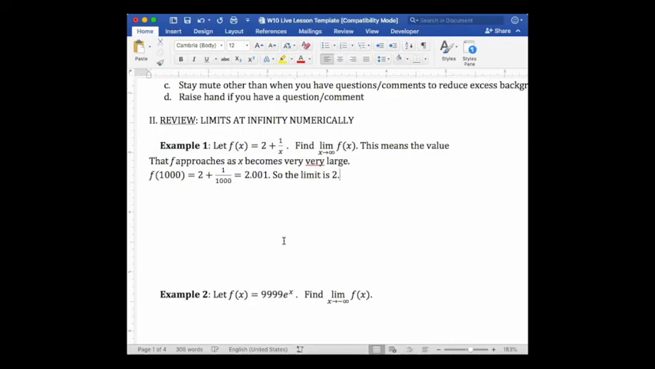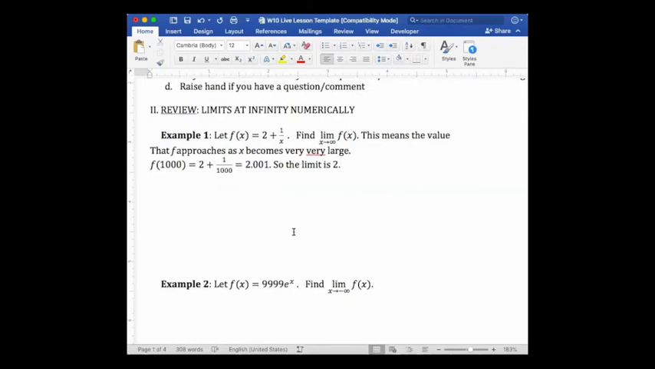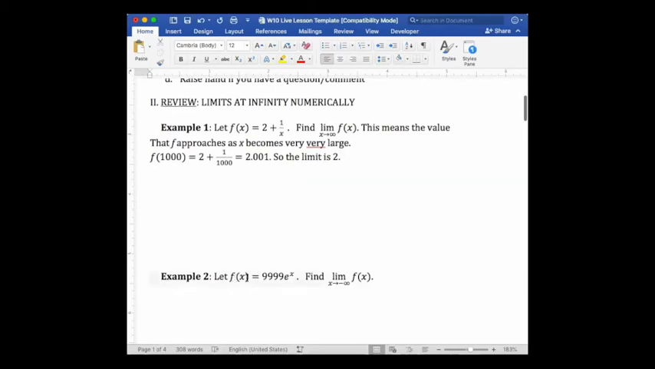Well, with that in mind, let's move on to the second example here. We have a different function. It's f of x equals 9999 e to the x. And we'd like to find the limit as x approaches negative infinity. And because x is going to negative infinity, the meaning of this limit is slightly different than the prior one.